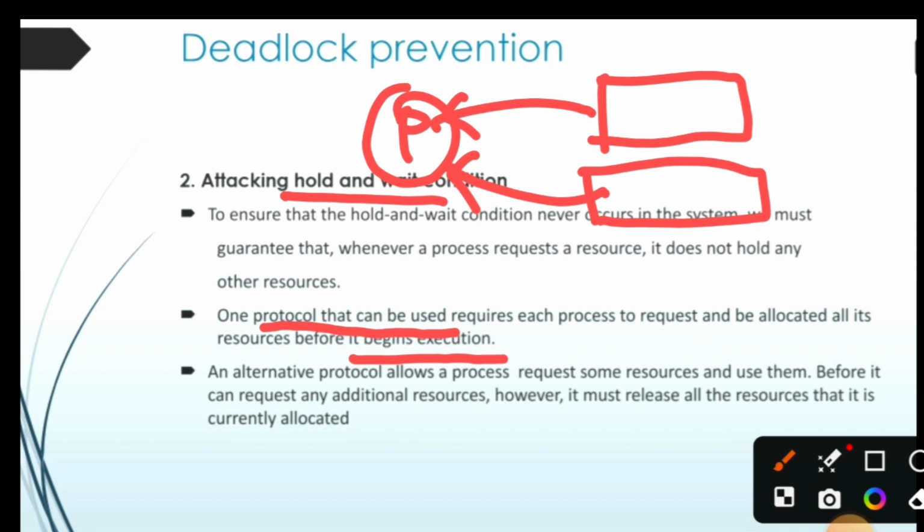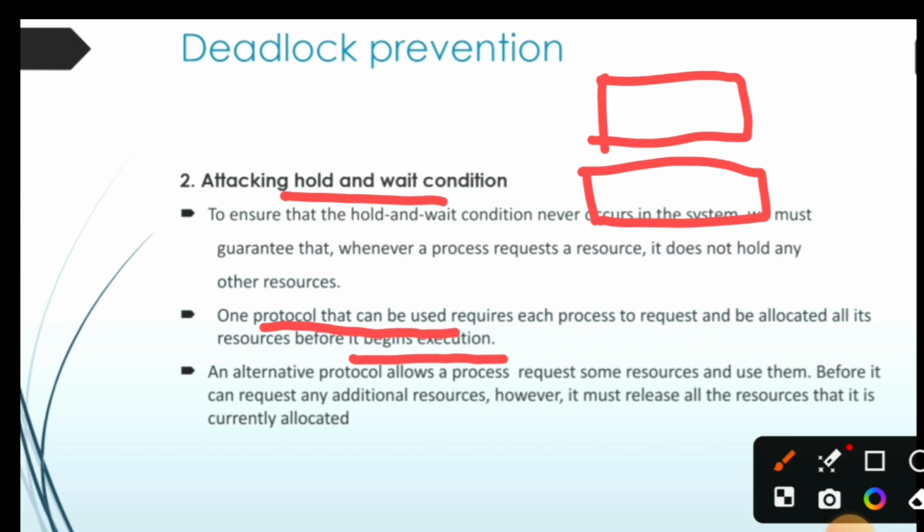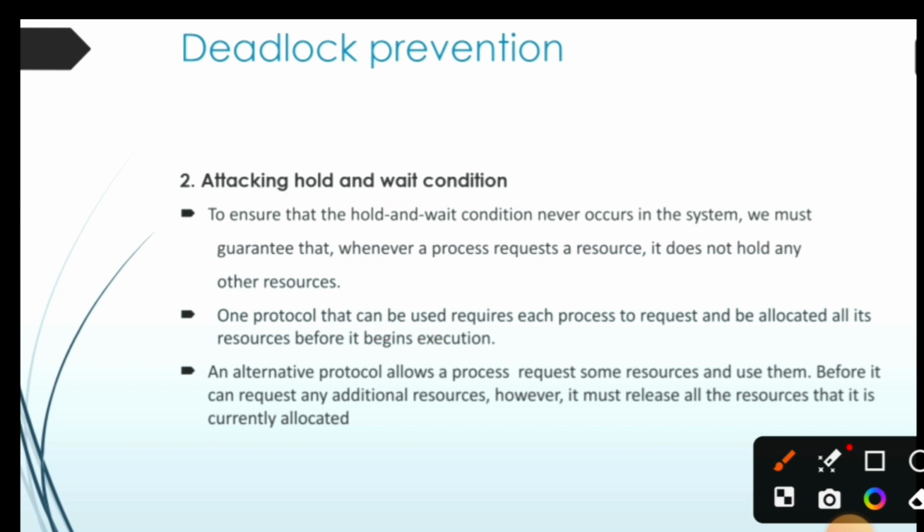Now let us see another protocol. An alternate protocol allows a process to request resources only when it has none. A process may request some resources and use them before it can request any additional resources. However, it must release all the resources that it is currently allocated. That means only when a process does not have any resource with it can it request another resource. So holding is not happening. It will first release everything, and only then request new ones.